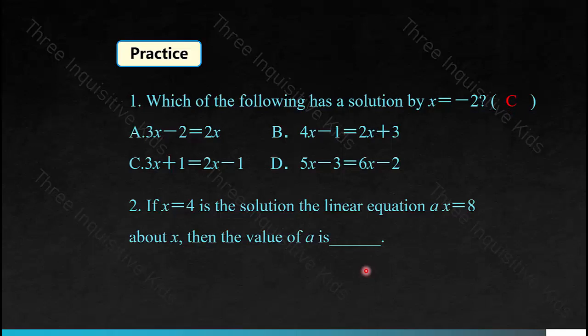The answer to the first problem is C, because if you substitute all of these in, then you find that C is the only equation where both sides will remain equal after substituting x is equal to negative 2. And for the second one, you also just have to substitute x is equal to 4, and then a will have to be equal to 2.